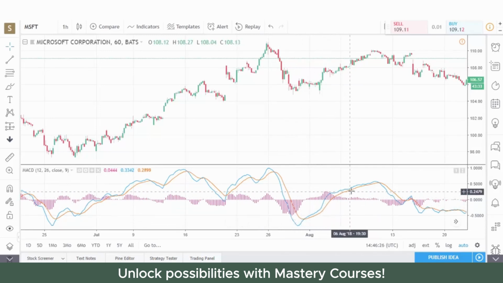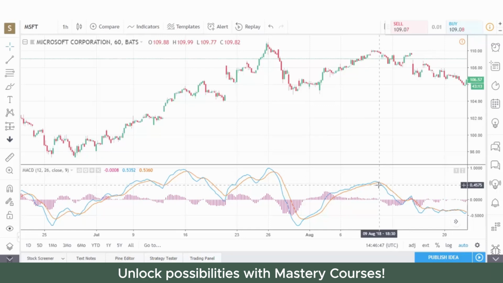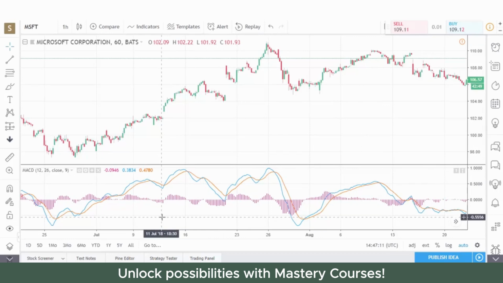We would stay long till here, and we see a cross here, but it's not in the extreme condition, but it's getting toward overbought at this point. So we might be wary, and we'd also want to use our candlestick patterns to inform our trading. But you can see on the hourly chart that the MACD may give you too many buy-sell signals. So again, you can use the extreme overbought and oversold conditions and the zero line to inform your trading.